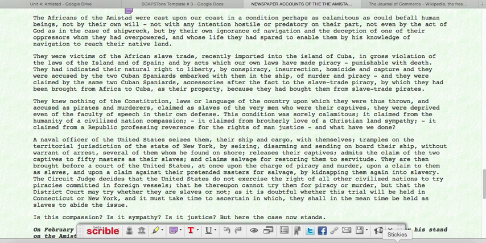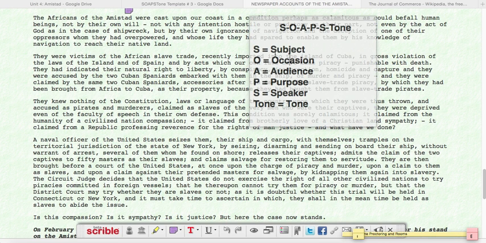All right, I'm going to pause there. I'm going to go back to our SOAPSTone. So I already get a hint here of the subject of this primary source document. The subject is to talk about the Africans of the Amistad. The occasion is that they were found off the coast of New York.